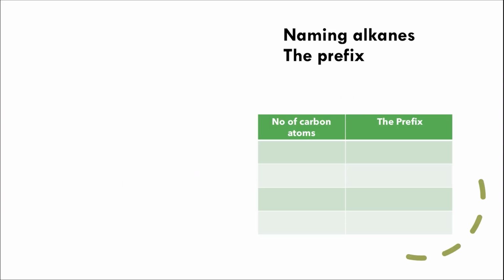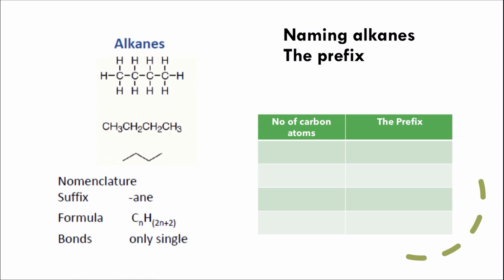To name alkanes, we use a prefix and a suffix. The prefix here will refer to the number of carbon atoms in the chain. So if you have one carbon atom, it's called meth. If it's two, it's eth. If it's three, it's prop. And if it's four, it's but. And then we have the suffix, which is ane, referring to alkane.